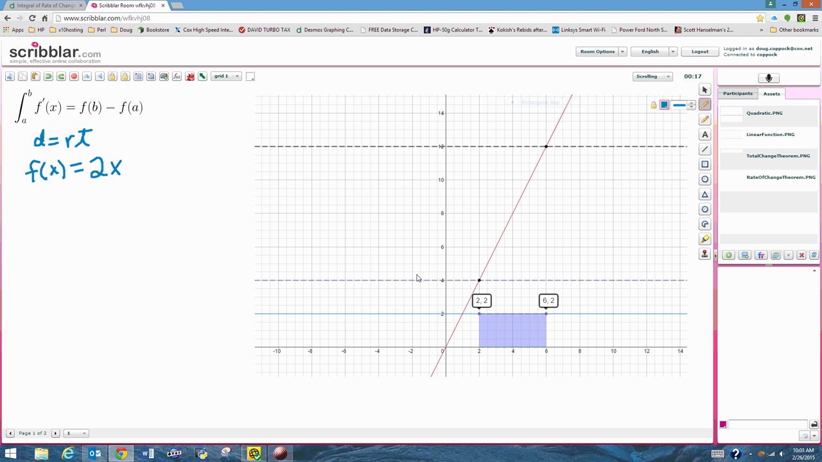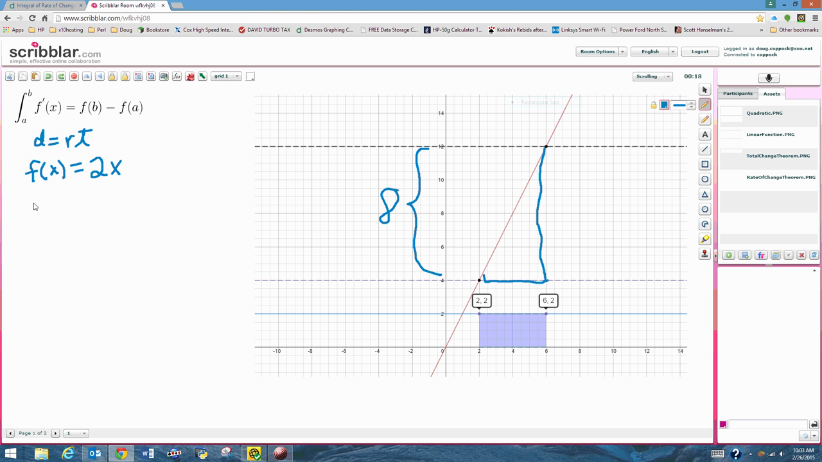So in this example, the red line represents f. And here we're saying that as we traveled from time 2 to time 6, that was the change in the distance. We went from 4 up to 12, or a distance of 8.